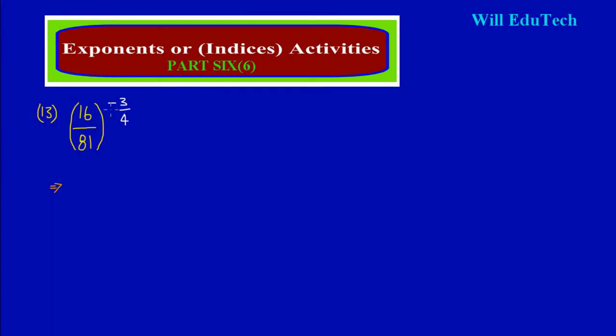Now, we said that when a base is raised to a negative exponent, simple, you can just flip the fraction. In this case, it's a fraction. You can just flip the base, and the power will become positive. So instead of having 16 upon 81, we're going to have 81 upon 16. And now my power will become a positive 3 upon 4.